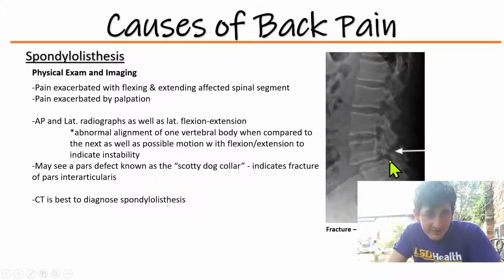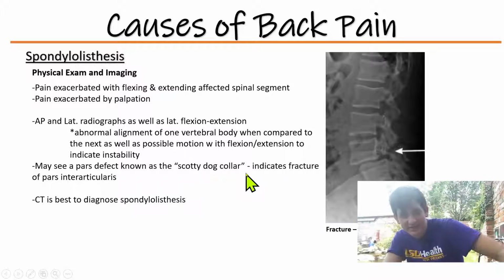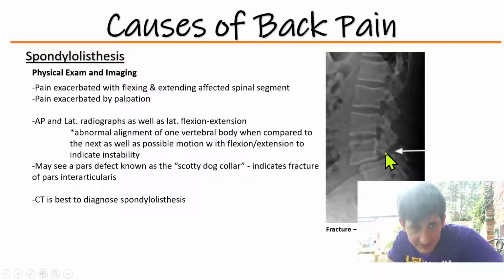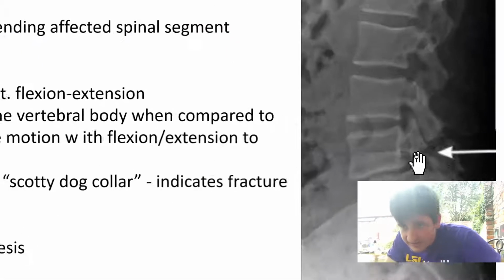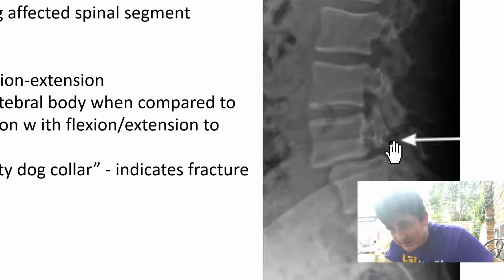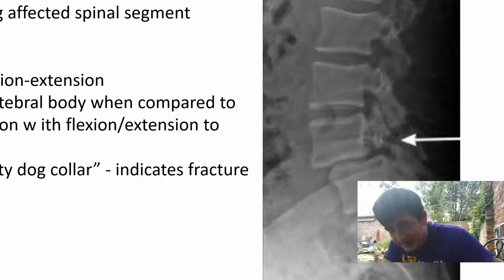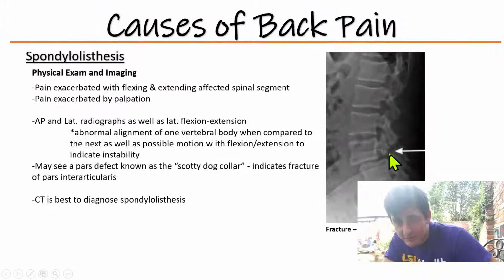And here there is a pars defect. So this is called the Scotty dog collar. Our professor taught us about the Scotty dog sign. But when you have the collar, it shows like a little collar thing. It's a lucency here. And look at this one. Here's the pars interarticularis. It's all pretty much the same. But here there's like a splitting. Here it's all kind of the same, but you can see it's broken. There's a fracture at L4 down there. And CT, of course, is the best to diagnose.